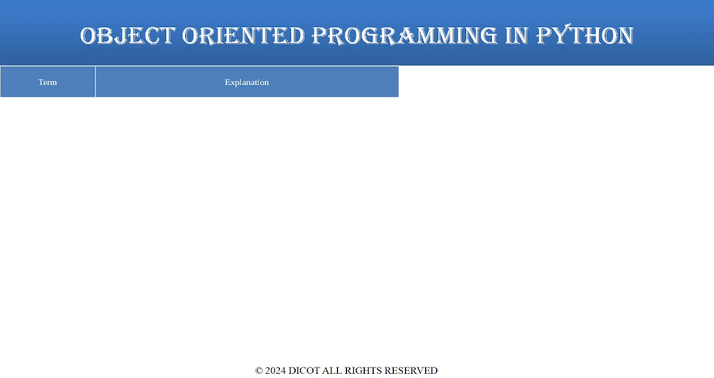In this presentation we will have a discussion on the topic Object-Oriented Programming Concepts with examples in the Python programming language. A class is a blueprint for creating objects. Think of a class as a template. It defines a set of attributes and methods that the created objects will have. An object is an instance of a class. When you create an object, you are creating an instance of that class with actual values.